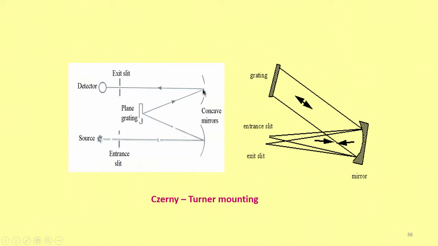In Ebert-Fastie, instead of two mirrors I fix one big mirror here like this. So, for example, this is one single mirror, same thing: entrance slit, exit slit, and it comes out here and then again falls on the same mirror. Here I have two different mirrors.